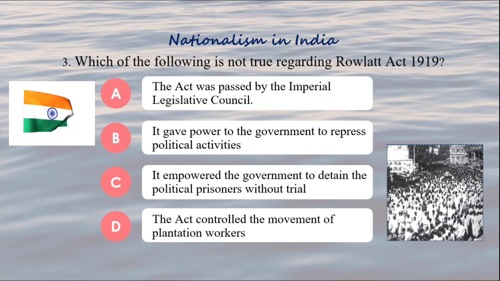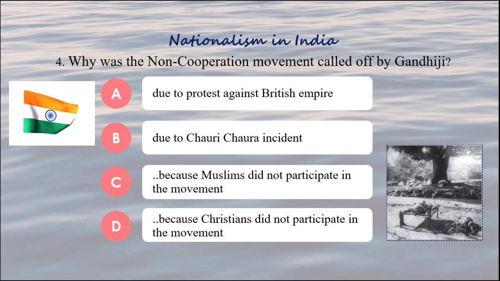Which of the following is not true regarding Rowlatt Act 1919? The Act controlled the movement of plantation workers. This is not true. Rest all are true. So option D is correct. Why was the non-cooperation movement called off by Gandhiji due to Chauri Chaura incident? Easy question. So option B is correct.